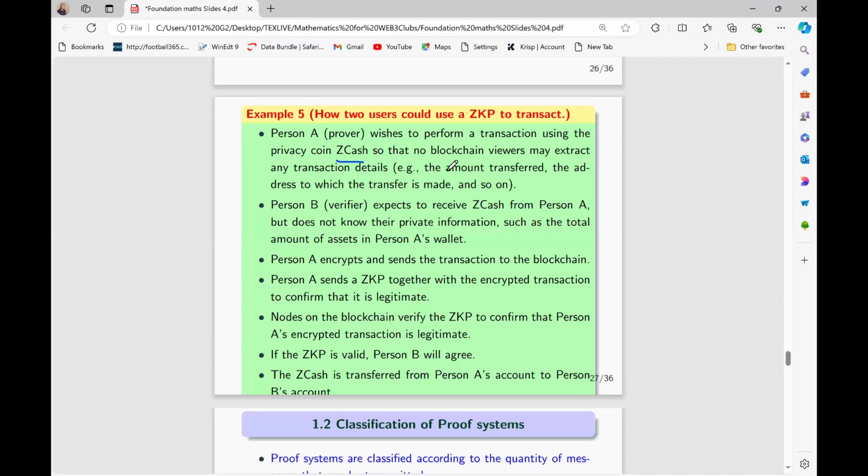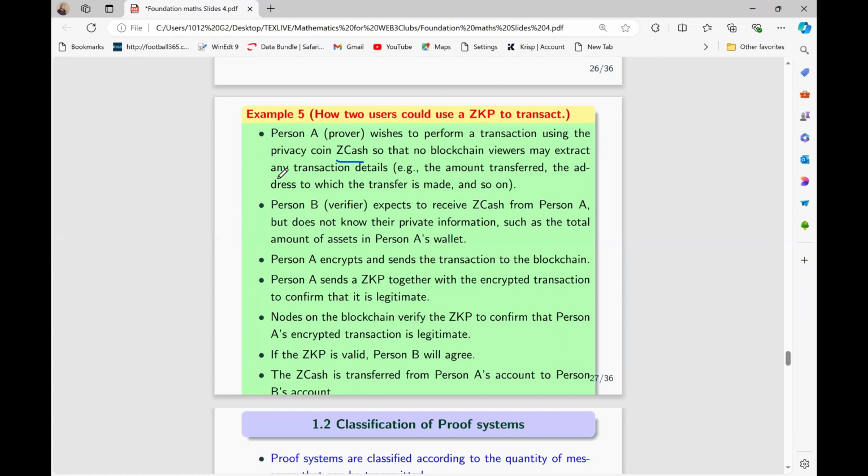So the transaction will be in terms of amount transferred, the address to which the transfer is made, and so on. So he wants to conceal this information so that any other person may not be able to see what the transaction is. Then there's this person B. You remember we said we have the prover and the verifier. So the prover is the person who has the knowledge, the information, and he doesn't want this information to be revealed to the other person. So the other person I'm referring to is the verifier.